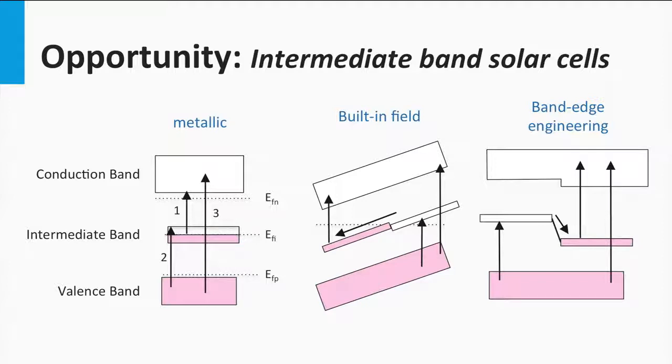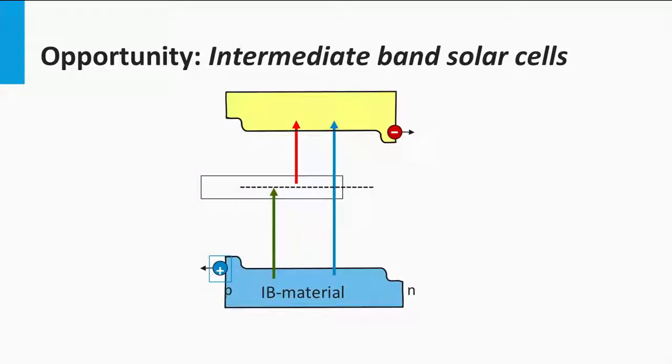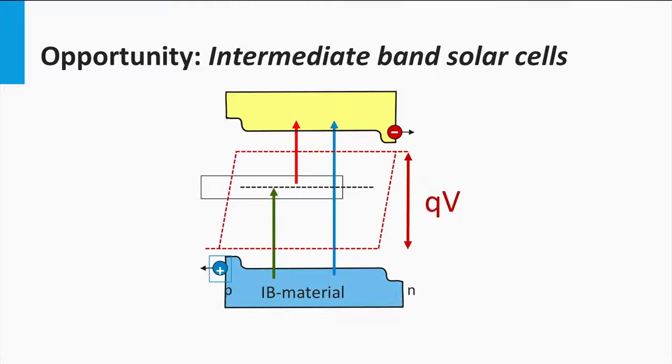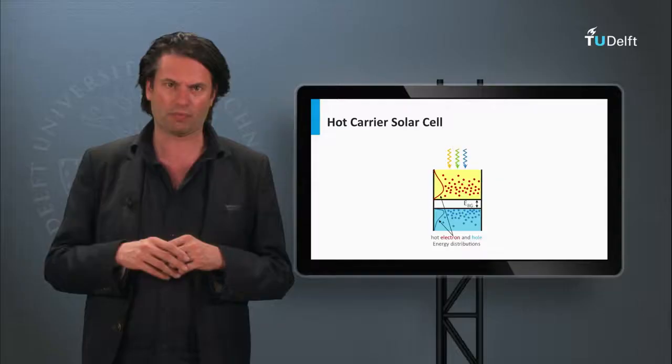I won't go into detail, but in this slide you see some of the ideas. Most important is that the photons below the band gap also result in an excited charge carrier. In addition, the two photons with energy smaller than the band gap can effectively result in quasi-Fermi level splittings larger than the energy of one of the low energetic photons.